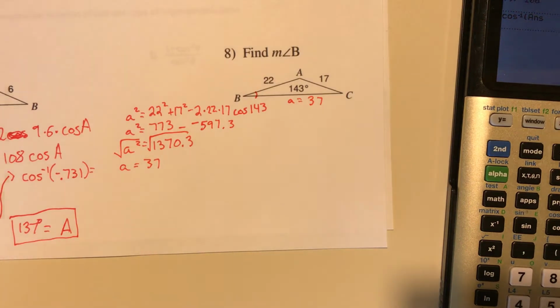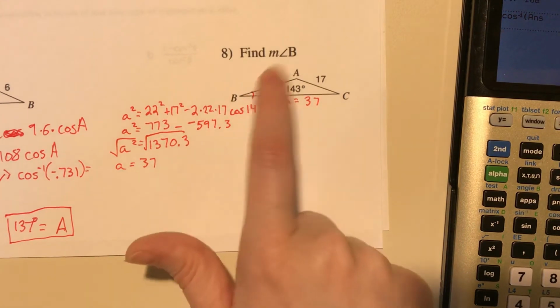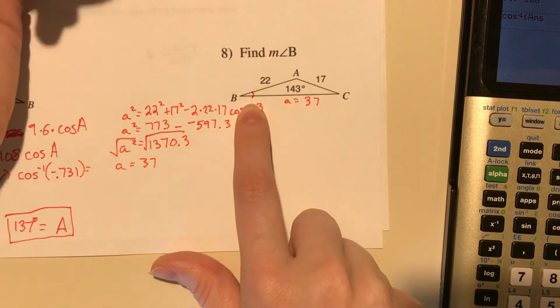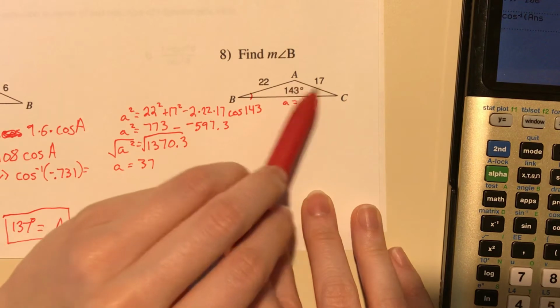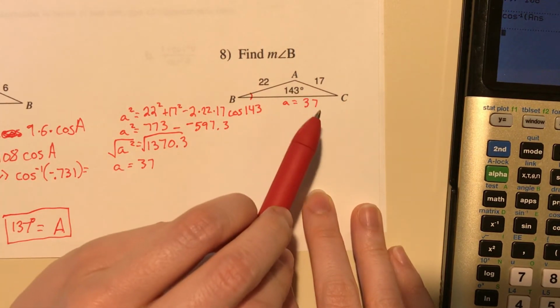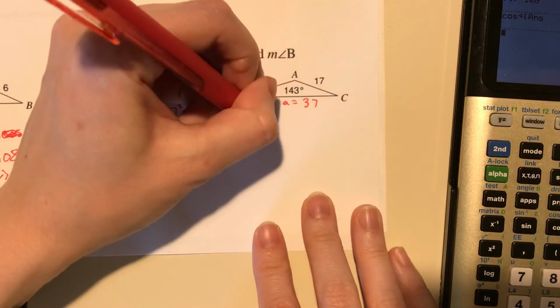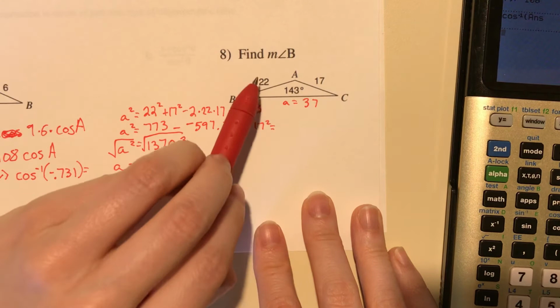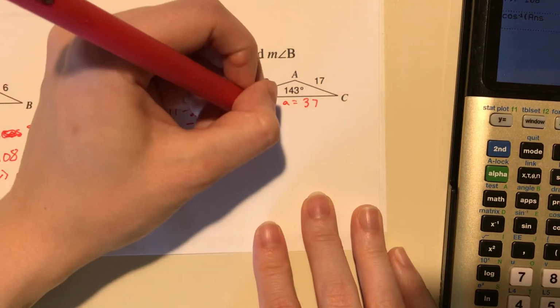Once I have all three of my side lengths, I can go ahead and find the value B by using the second law of cosines, where it starts with b squared. So side b is over here, opposite to the B. Make sure that you're not mixing up your side lengths that you're using. So here's side b, so that's 17 squared equals the other two sides, 22 squared plus 37 squared.